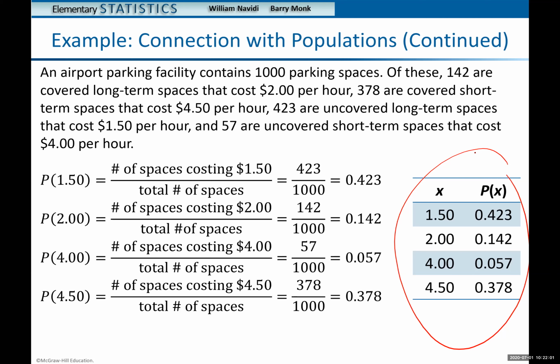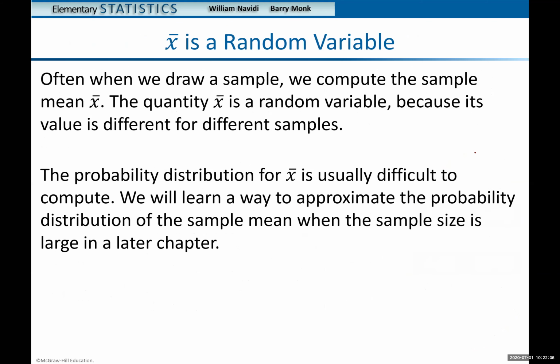Next, we're going to use this probability distribution and construct a histogram. For that, the mean is a random variable. You know how to compute the mean, right? Yes. The probability distribution for the mean is usually difficult to compute. We will learn a way to approximate this when the sample size is large in a later chapter, so we're going to discuss this later.